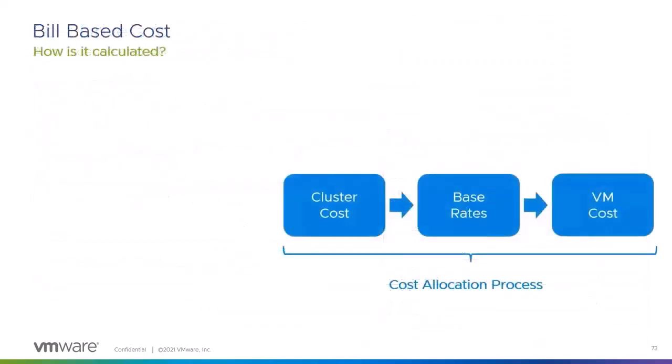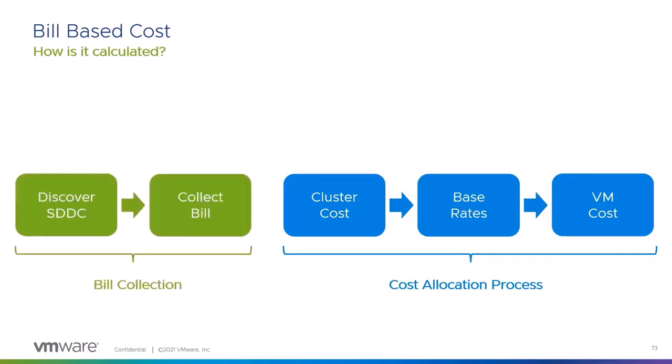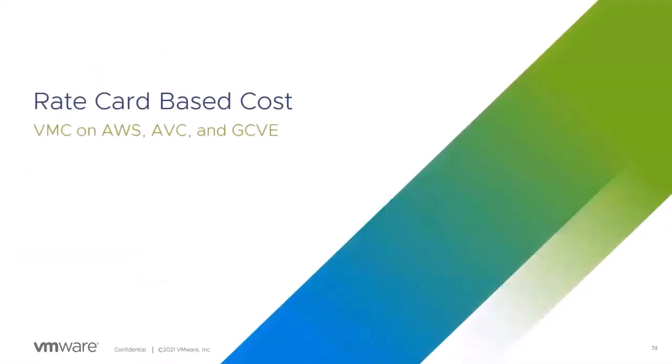So how does that look? Compared to the other ones we've shown, here's the cost allocation process. We go from the cluster cost to the base rates to the VM cost based on the configurations that I already showed. Now what we do is we find our VMC SDDCs, we collect our bill, and then from our bill, we feed that into the cluster cost. So now we've connected the gap between going from the bill to the cluster cost, and the cluster cost goes all the way down to the VM. Hopefully that makes sense. That gives us our ability to do our bill-based costing now. We've got our cost coming directly from the bill.